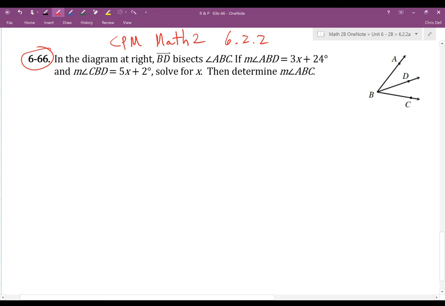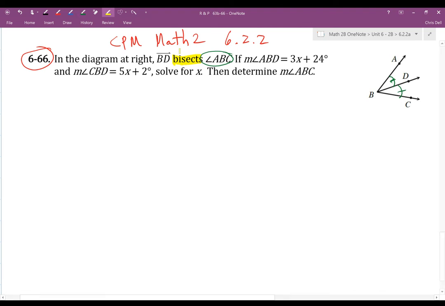It says in the diagram at the right, BD, so BD is this ray, BD bisects, so bisects means you're going to be cutting it in half, right? So it bisects angle ABC. Again, ABC is that whole angle, so it bisects that angle. What does that mean? That means that this angle here and that angle there are equal angles. If BD bisects it, then those are equal.